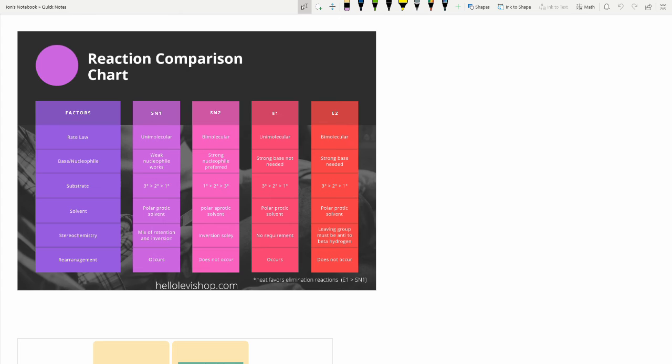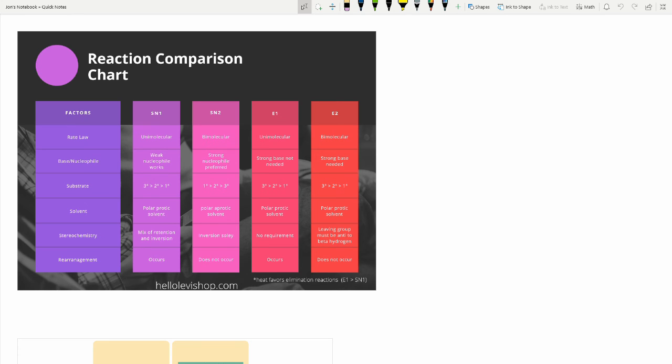The last one is the rearrangement. With SN1 reactions, the first step is the carbocation formation, and the carbocation wants to rearrange to form a more stable carbocation, and that's where the hydride and methyl shifts can rearrange with their bonding electrons to form a more stable carbocation. With SN2 reactions, because there's no carbocation formed, hydride and methyl shifts do not occur.